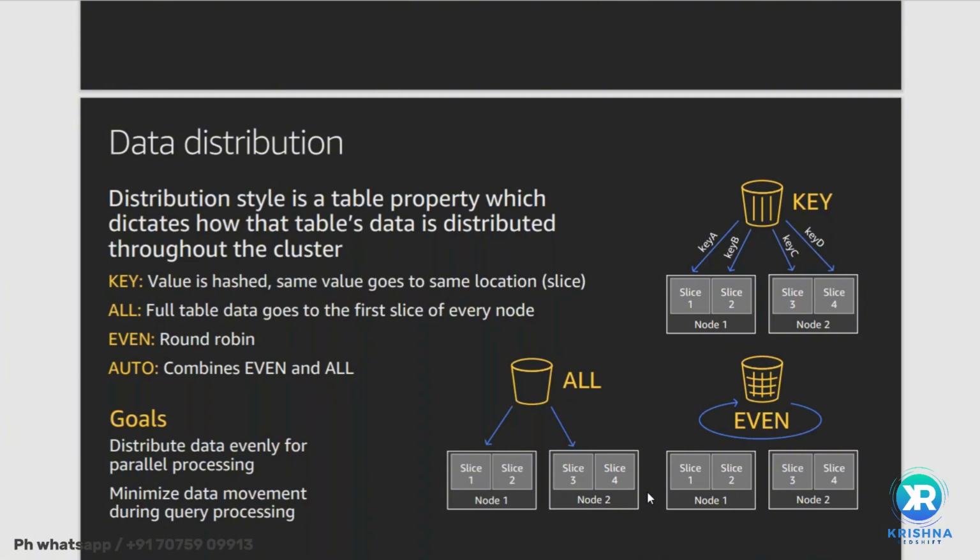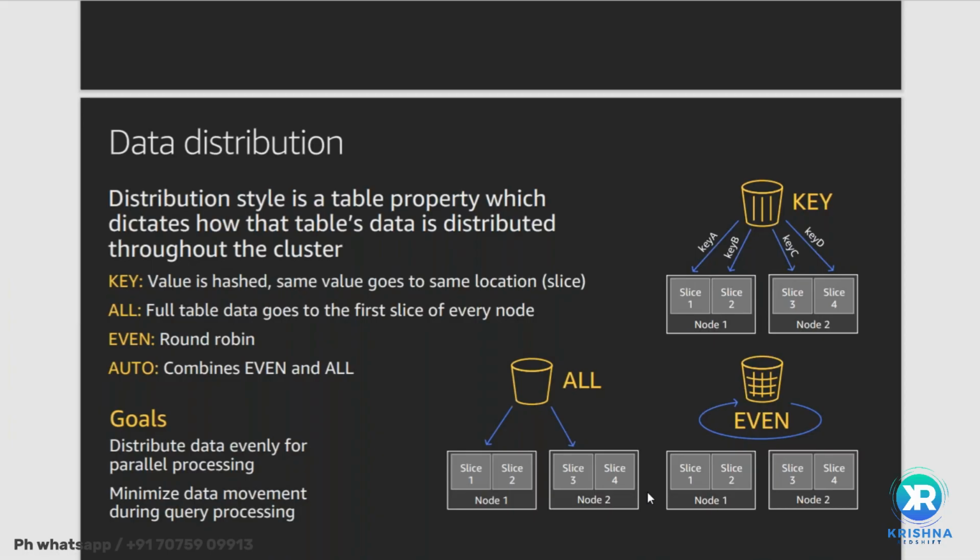Yeah, unique values will be evenly distributed. If there is a repetition of the value or duplicates, they will all be put into the same slice. For example, all tens will go to one slice.